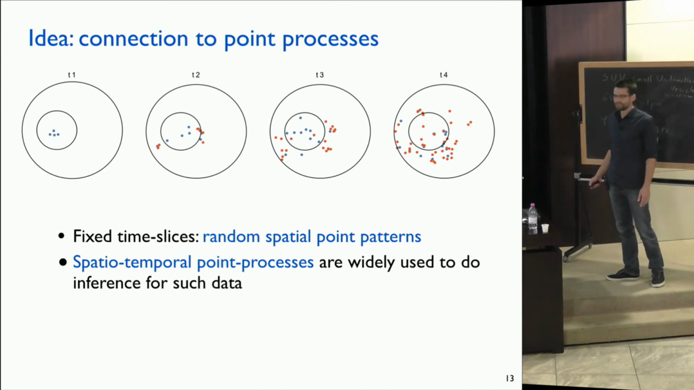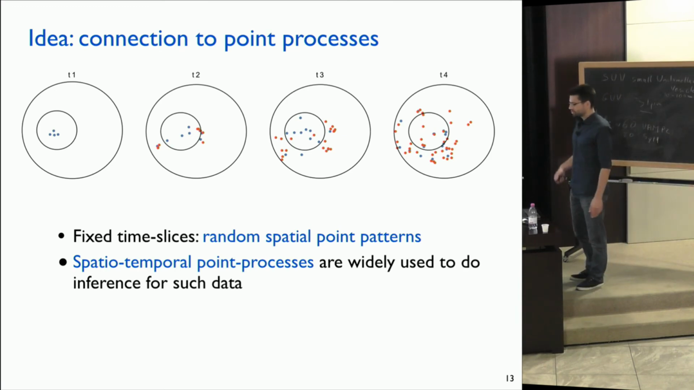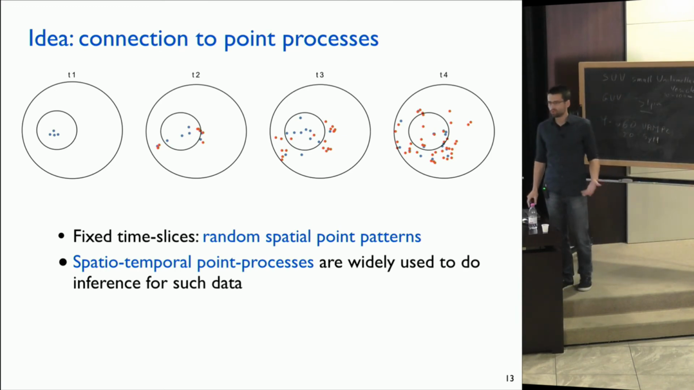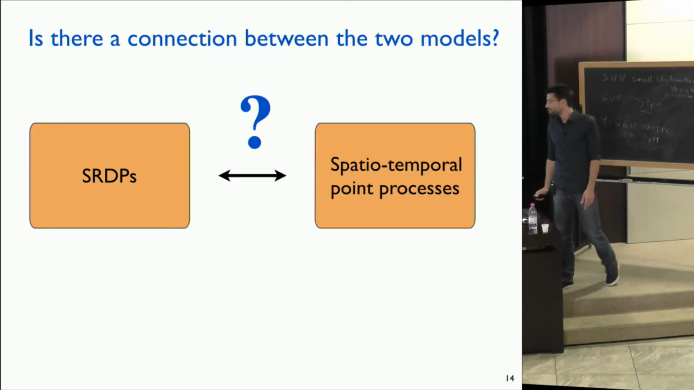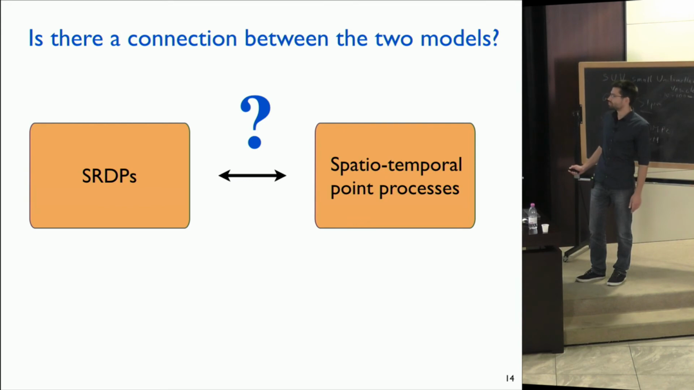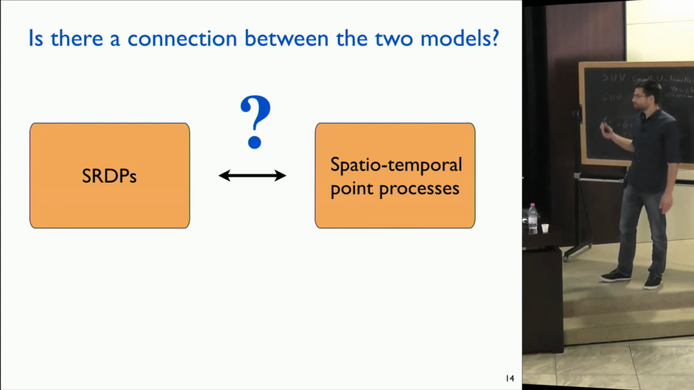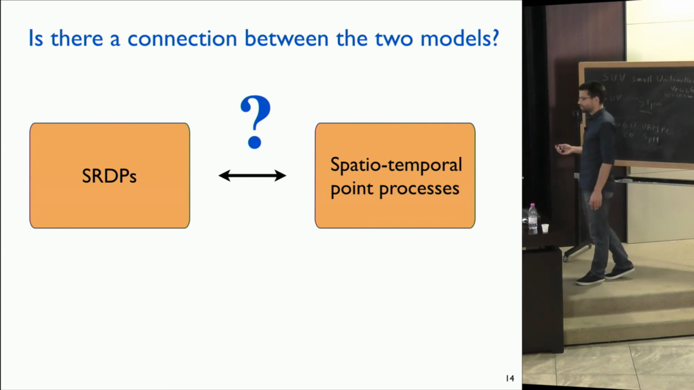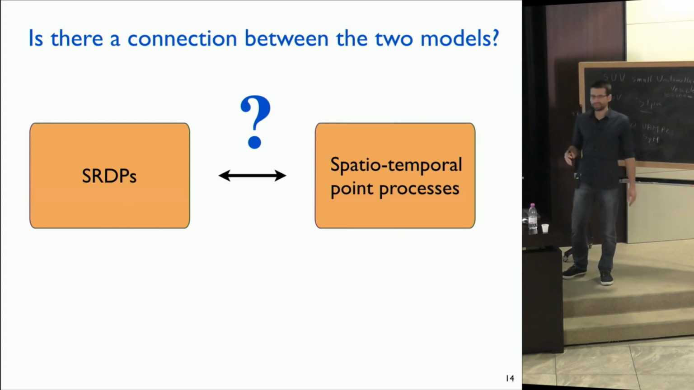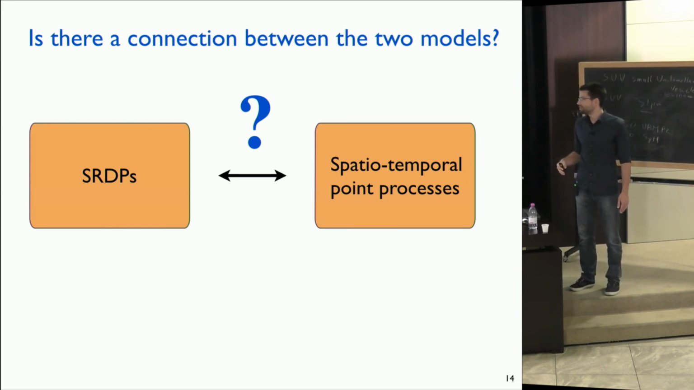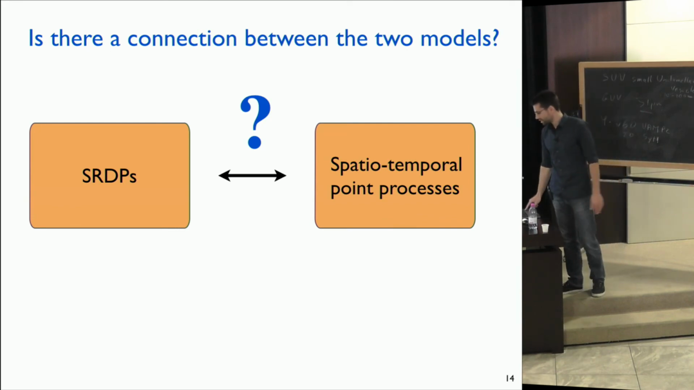Of course, the points are correlated in some way. But since the data basically looks the same, we wondered, is there a connection between these two classes of models? Can we find a relation between our stochastic reaction diffusion processes and point processes? And the answer is yes, of course, right? Otherwise I wouldn't tell you this. But in order to establish such a connection, we will need quite a few different ingredients, mathematical methods. So I first want to give you an overview of the path we have to go to establish such a connection.